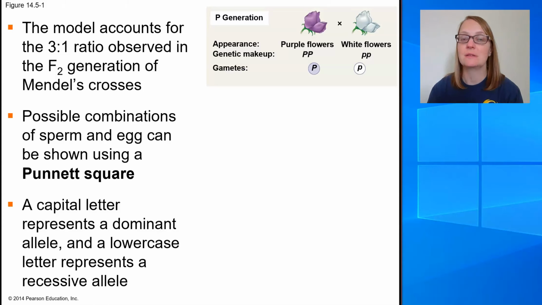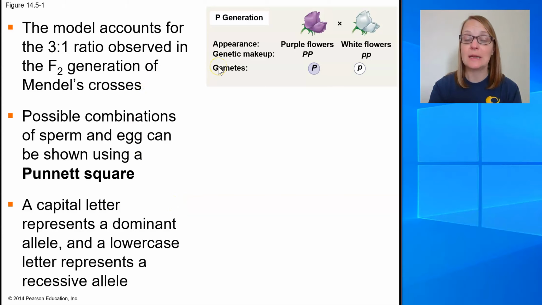Now that we've gone through Mendel's model, we're ready to apply it to the experiments that he did, to see how the model actually explains his results in the F1 and F2 generation. This will also introduce us to the Punnett square. I'm sure many of you have done Punnett squares before in science classes, so we'll review how to put one together and also look at a Punnett square using this particular slide.